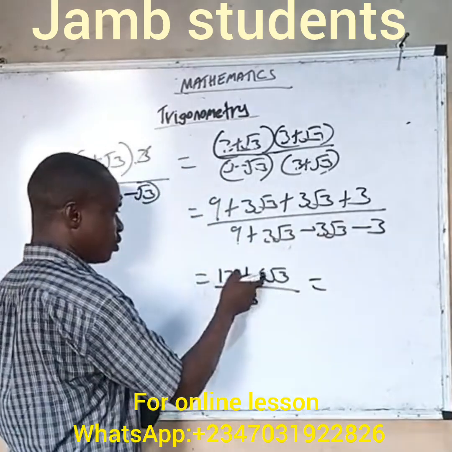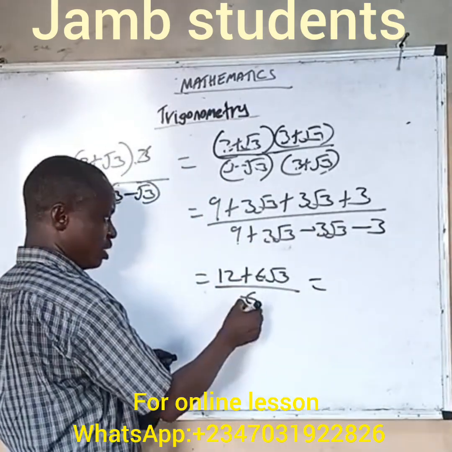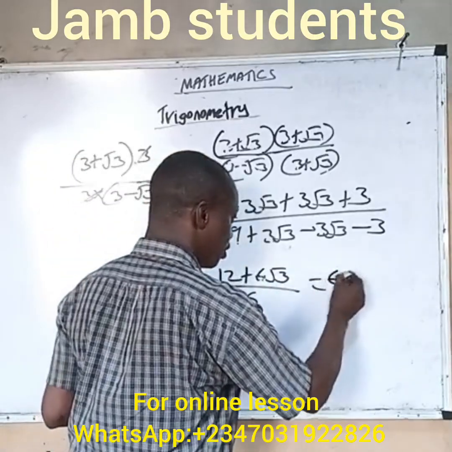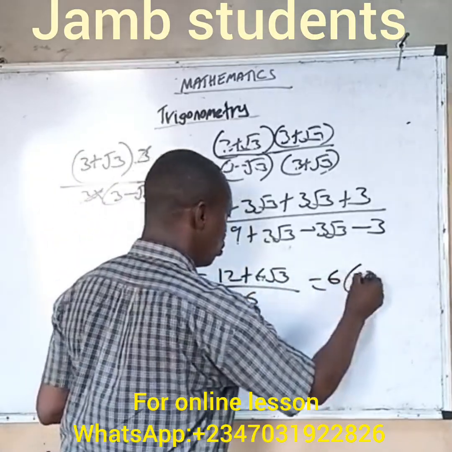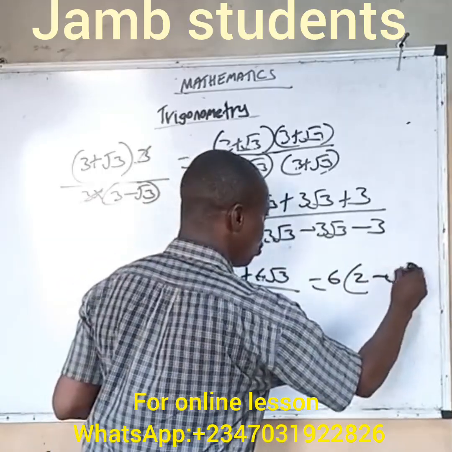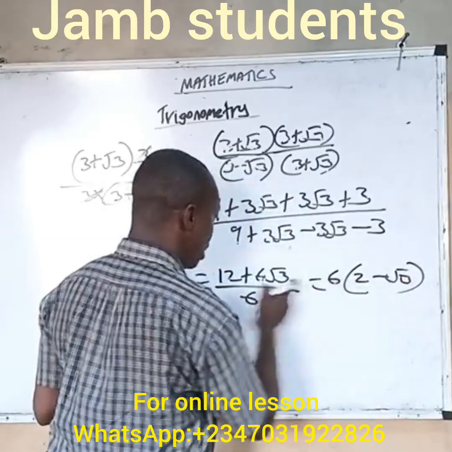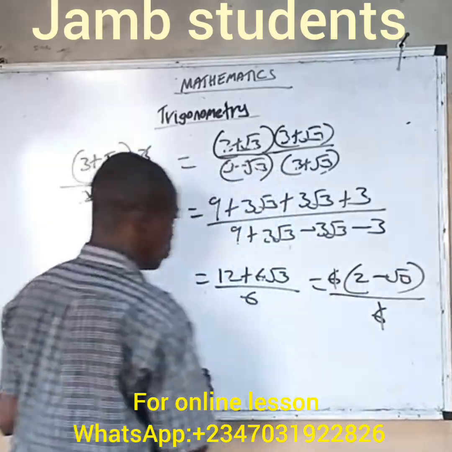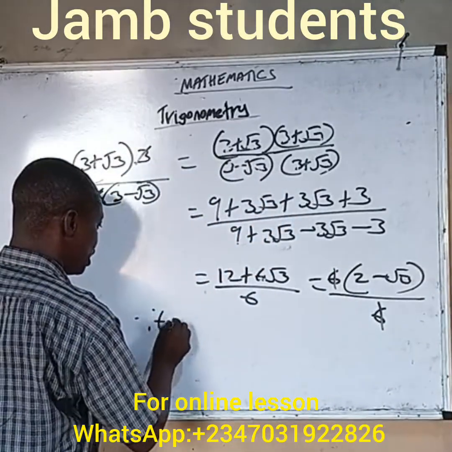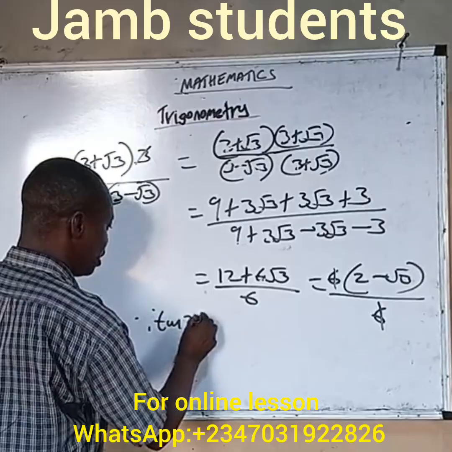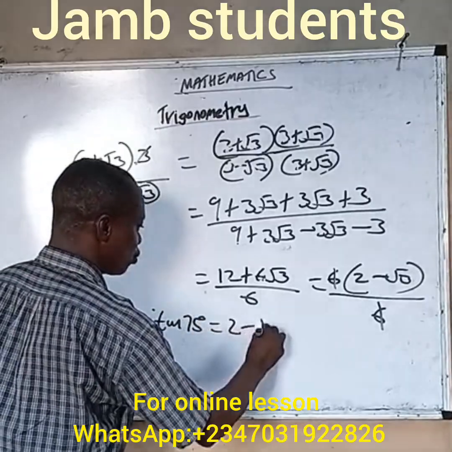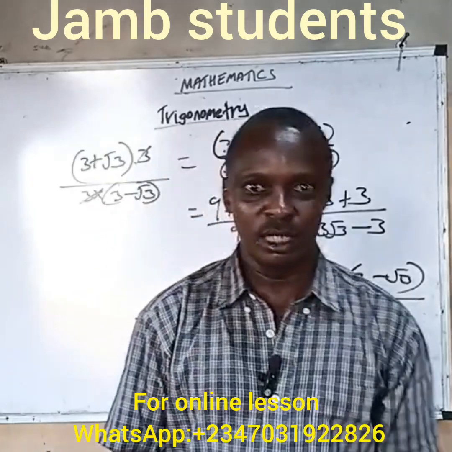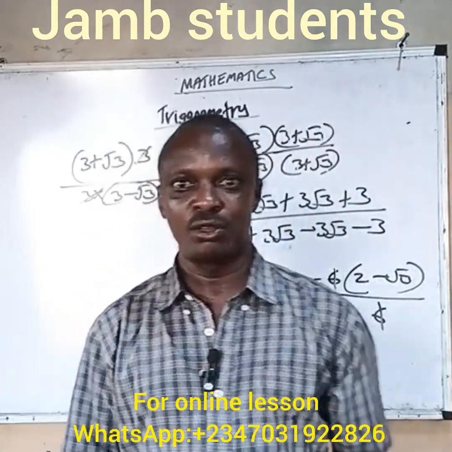But you cannot say 6 cancels 6 here. You have to factorize this first. What is common here is 6. If I take 6 out, what will be left here is 2, plus what will be left here is root 3. If I open the bracket back, I get this one. Then over 6, this 6 will cancel this 6. So therefore, tan 75 degrees is equal to 2 plus root 3. So this is what is required. I hope it is understood. So thank you for watching.